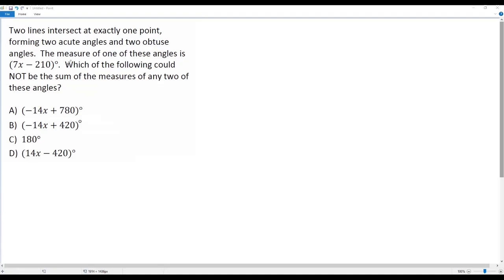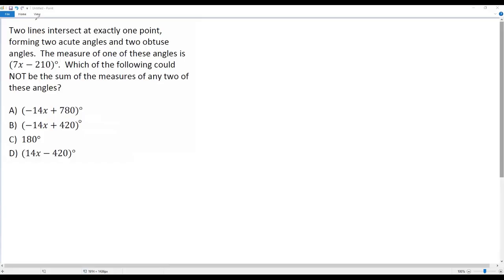Here we have a SAT math problem. Okay, let's go to the question. Two lines intersect at exactly one point, forming two acute angles and two obtuse angles. The measure of one of these angles is 7x - 210 degrees. Which of the following could not be the sum of the measures of any two of these angles?